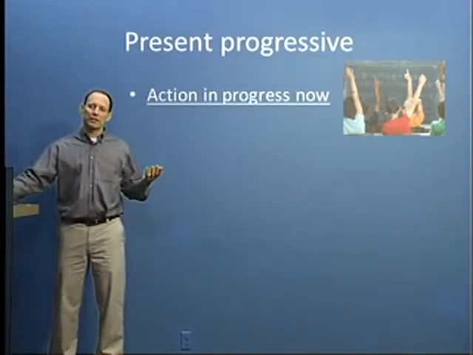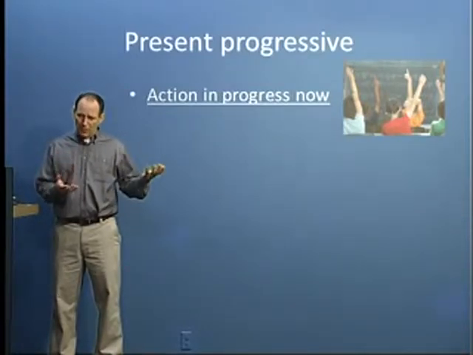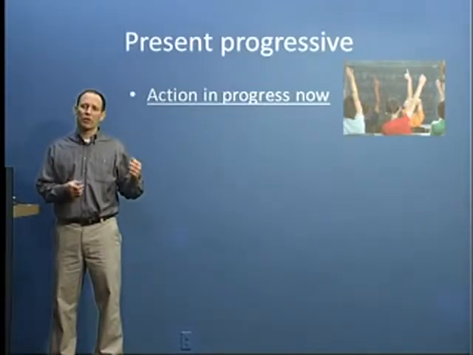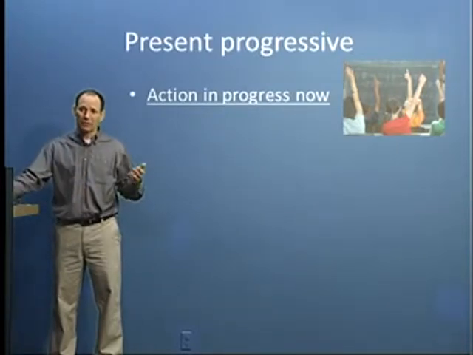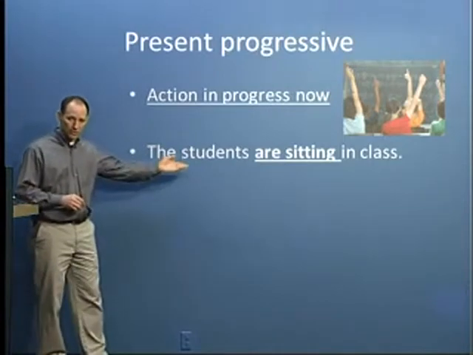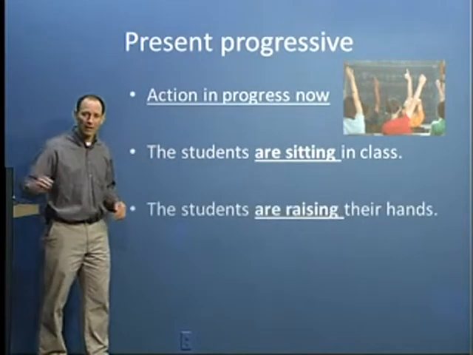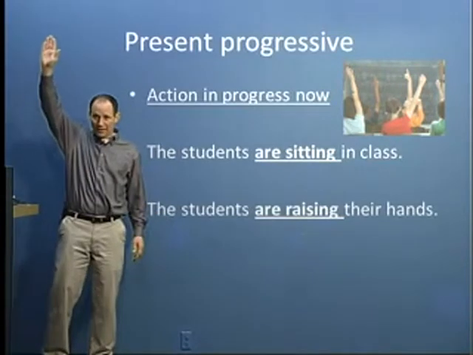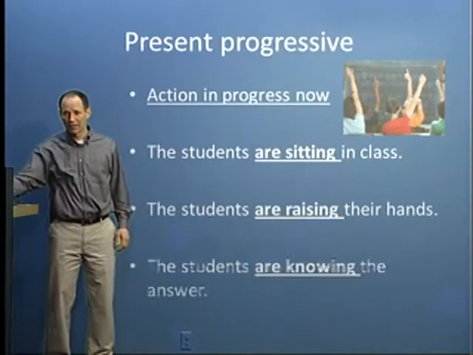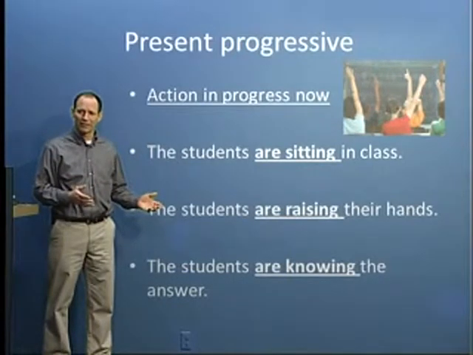Okay. When I say what is happening in the picture, you're probably thinking present progressive. I need to show what action is in progress right now. So we see the students are sitting in class, and we have the students are raising their hands, and the students are knowing the answer.